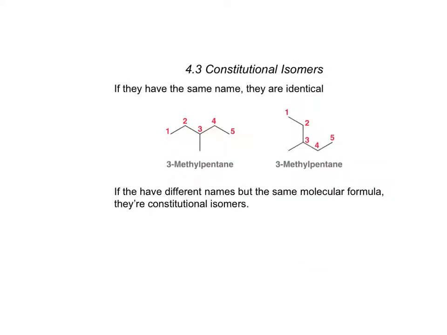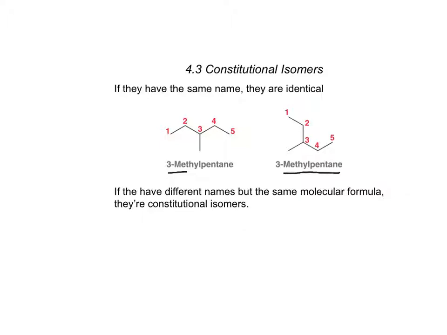So again, how would I have known whether or not those two guys were constitutional isomers of one another, or whether they were the same structure? I would have named them. And when we went about naming them, we would have found that this guy was 3-methylpentane, and the other one that I drew was also 3-methylpentane.